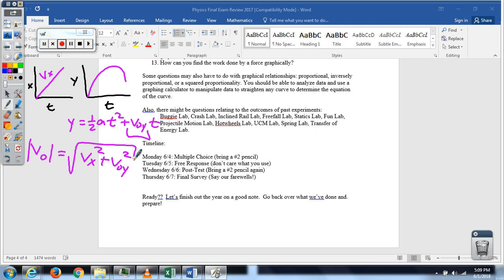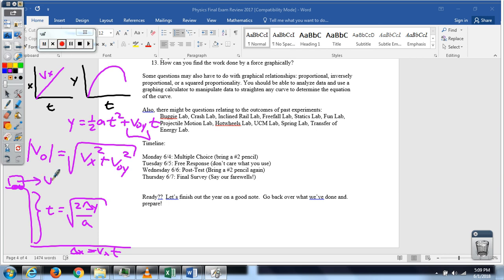The Hot Wheels lab, you predicted the crash site of a Hot Wheels car that was launched horizontally from the table. So you were trying to predict delta x. So delta x equals Vx t. So you needed to know the time spent in the air, which is equal to the square root of 2 delta y over a. So you needed to know the height, and a was -9.8. And I found the time in the air for you, so you'd also need to know what the speed was leaving the table. The speed you found out by using the photogate sensors.